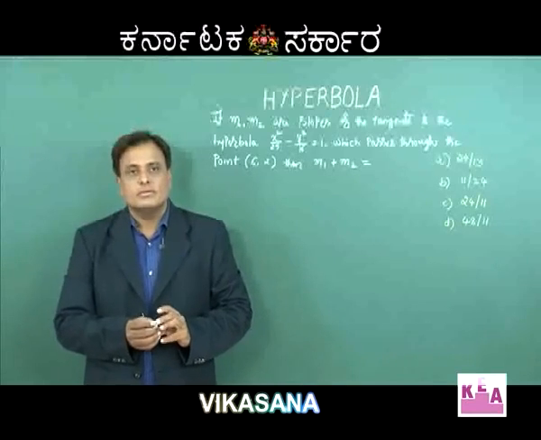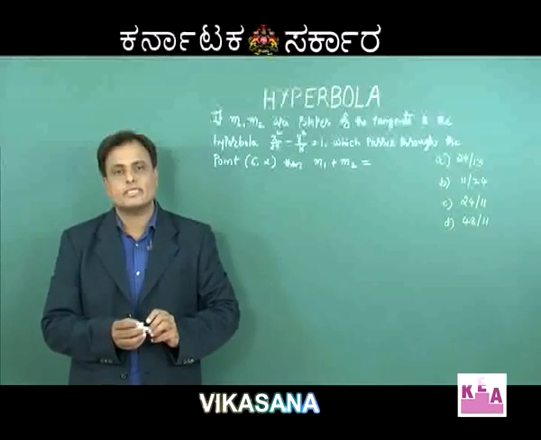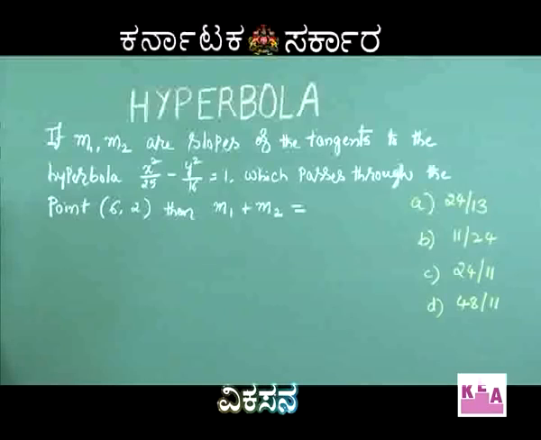Dear students, now we are going to discuss some basic examples on hyperbola. So, let me read the first question now. If m1 and m2 are the slopes of the tangents to the hyperbola x square by 25 minus y square by 16 is equal to 1, which pass through the point (6, 2), then m1 plus m2, that is the sum of the slopes, is equal to: option A 24 by 13, option B 11 by 24, option C 24 by 11, option D 48 by 11. So, it is a bit of a typical example.